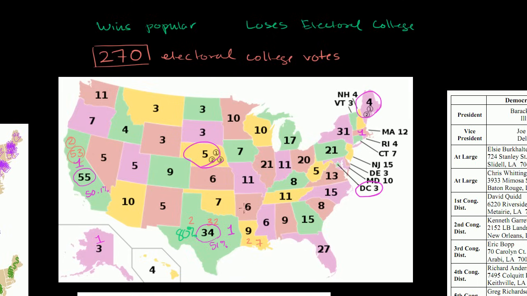80% in Texas. They get 80% in Mississippi. They get 80% in Oklahoma. They get huge majorities in the states that they win. And in the states that they lose, they barely lose. They barely lose those really big states.